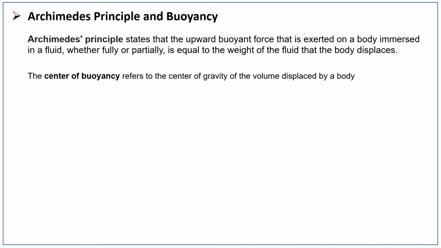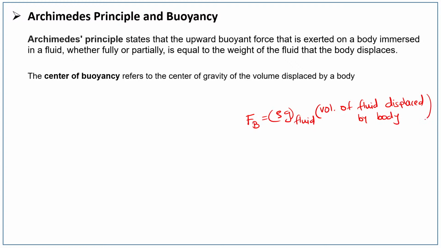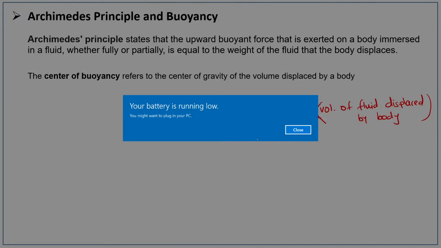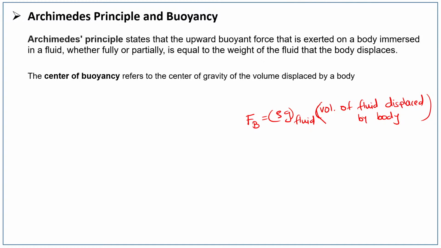So the magnitude of this buoyancy force we can find out as specific weight of the fluid into volume of the fluid displaced by the body. Again, remember this buoyancy force is the resultant of hydrostatic force. So by using this, you are able to find out the magnitude of the buoyancy force. The direction of this buoyancy force is always vertically upward.